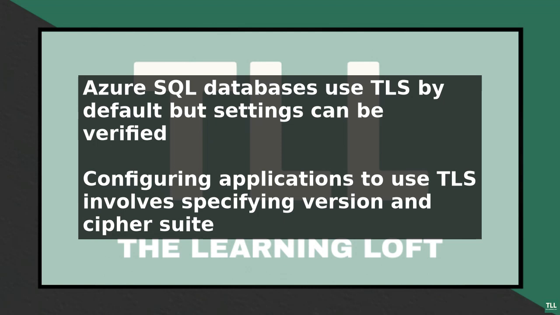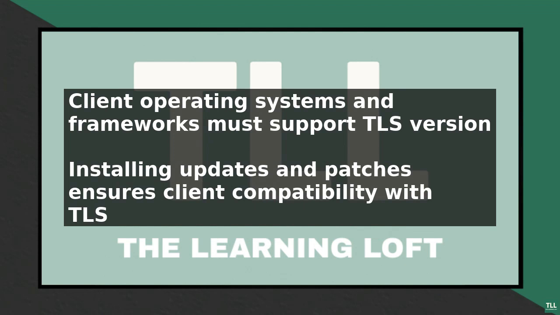Next, you will need to configure your application to use TLS when connecting to the Azure SQL database. This typically involves specifying the TLS version and cipher suite in your application's connection string. It is recommended to use the latest version of TLS, which is currently TLS 1.2. In addition to configuring your application, you will also need to ensure that your client's operating system and framework support TLS 1.2. This may involve installing updates or patches to ensure that your client is compatible with the latest version of TLS.